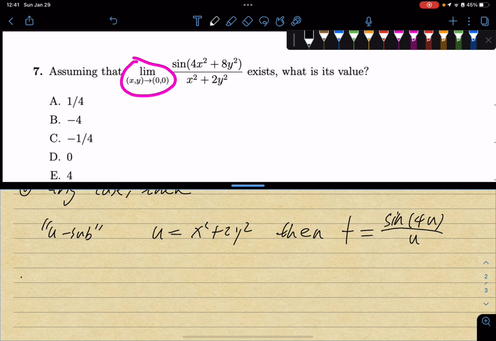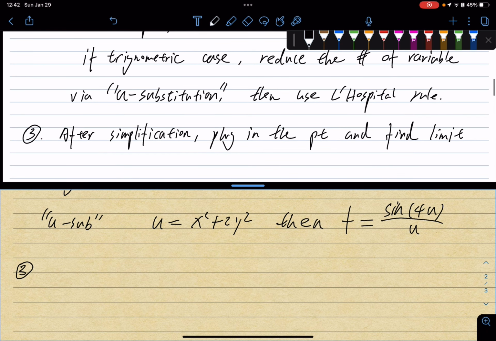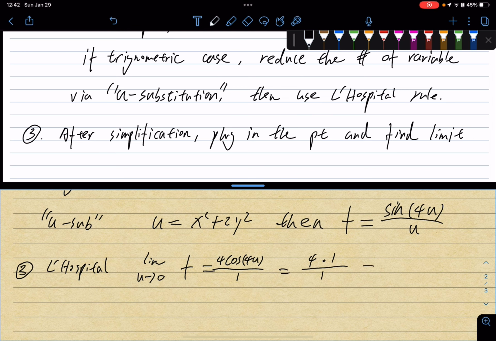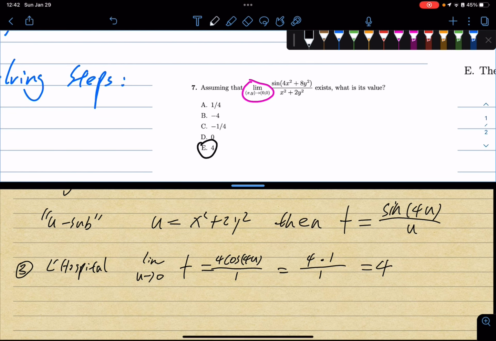So the third step is to evaluate. We're going to utilize the help of the L'Hopital rule. So that will give us the limit as u approaches 0 of f. In L'Hopital, we're going to take the derivative of the numerator and denominator. So cosine 4u times 4 and then 1. So that just gives us 4 times 1 over 1. That's just 4. So the answer to this question is 4.